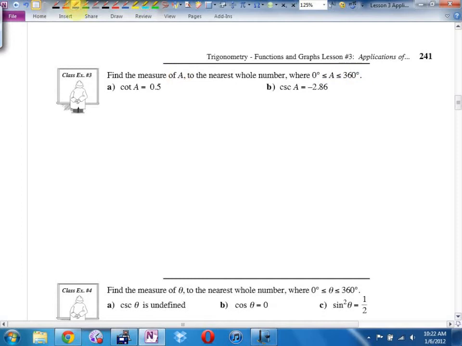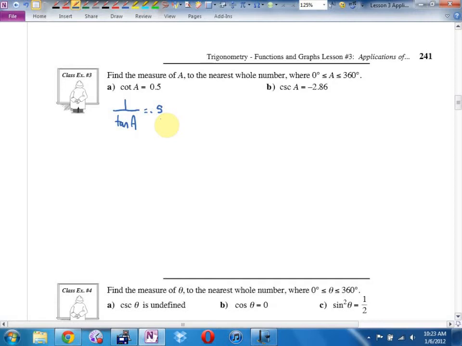Cotangent goes with which trig function? This is the same as 1 over tan A equals 0.5. I'm actually not going to teach you how to solve cotangent or cosecant or secant. All I'm going to teach you is how to change it into sine or cosine or tangent. Why learn something new when I can turn it into what I already know?